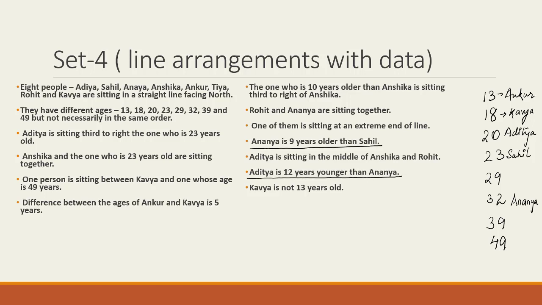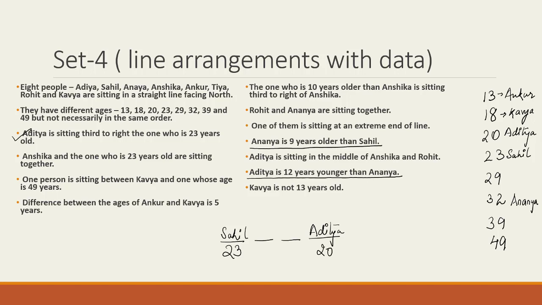Now let's start placing them in the linear manner. Starting from the point, Aditya is sitting third to the right of the one who is 23-year-old. Now we know 23-year-old is Sahil. And Aditya is third to the right. Aditya is 20 years old. So this data has been placed.